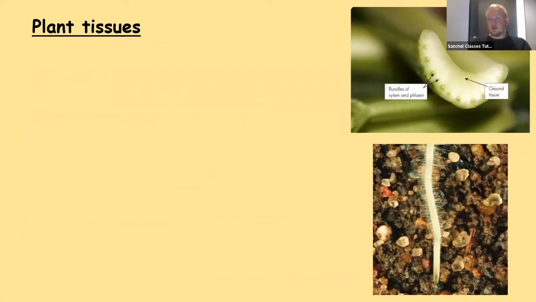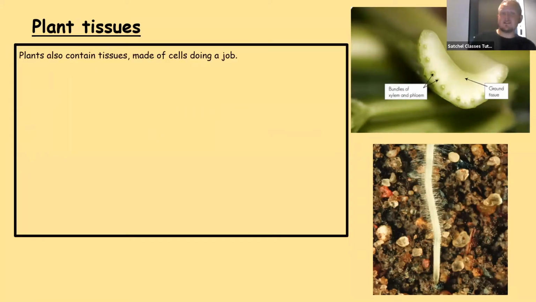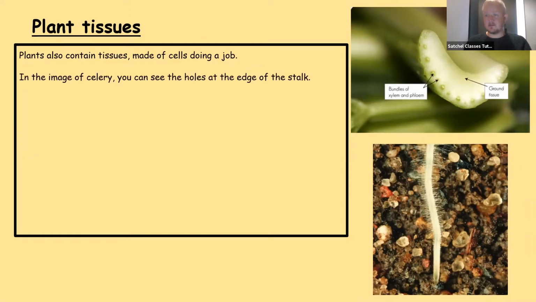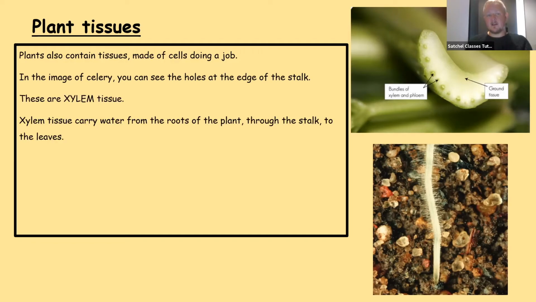Funnily enough, plants are living organisms, which means they also have tissues, plant tissues. Plants contain tissues made, again, of cells doing the same job. In the image of the celery stalk on the right, you can see very, very tiny holes at the edge of the stalk. These are the xylem and the phloem tissue. Xylem tissues carry water from the roots of the plant through the stalk to the leaves. It's a little bit like a straw, if you imagine a straw that can go through the plant from roots to tips. And the idea is that the water that's absorbed in the soil through the root is carried through those tubes to the rest of the plant, allowing every cell in the plant to get water for its life processes.